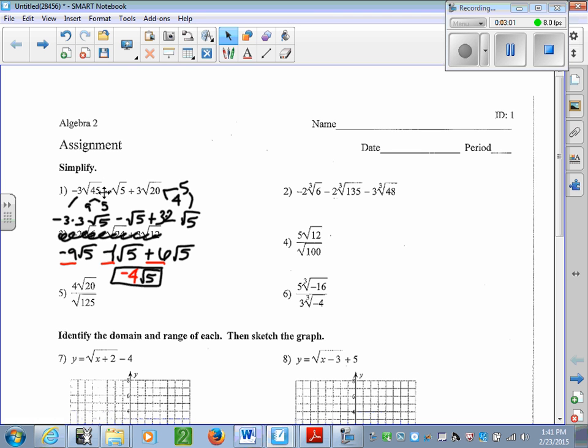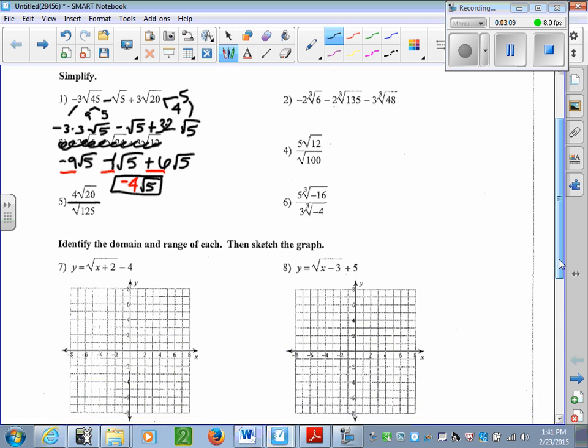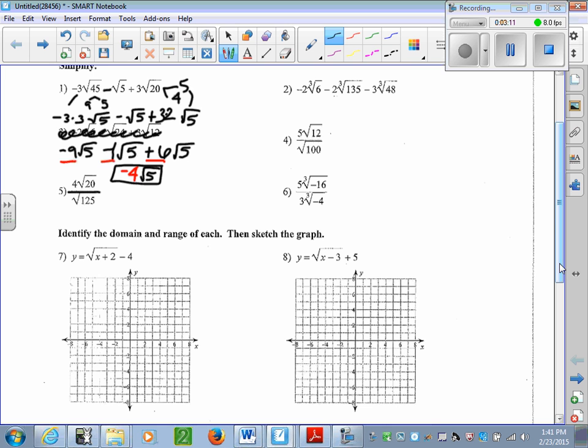So let's go on to number 5. There's a couple of ways we can do number 5. Probably the easiest way is to simplify it first and then divide the denominator from the numerator. So that's what I'm going to do here.